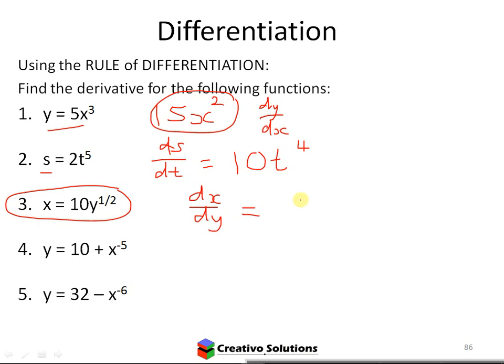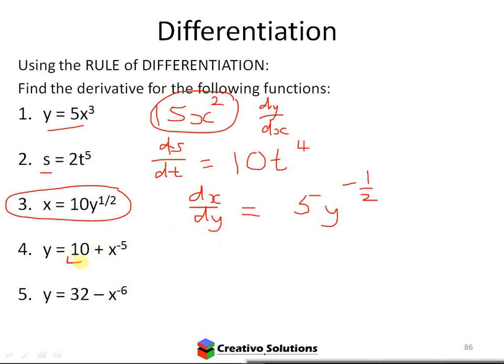Half times 10. Half of 10 is 5. Do you agree? Okay. Y to the what? Half minus 1 is what? Minus a half, yeah. And that's how you do a derivative.